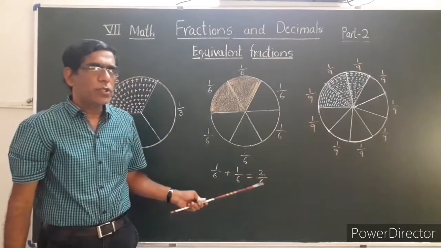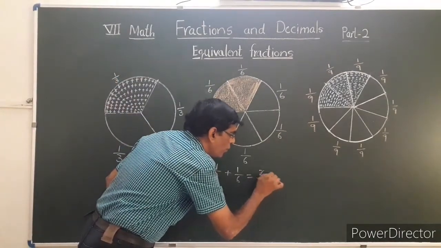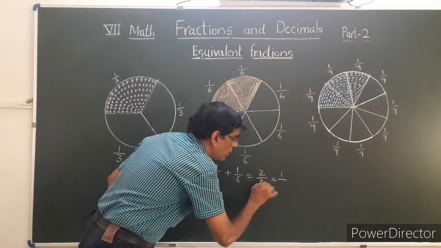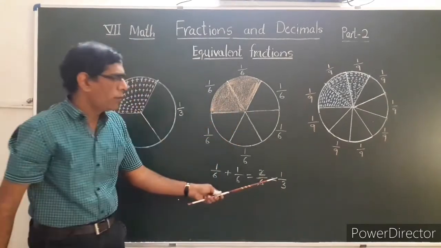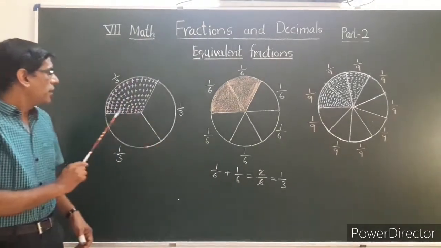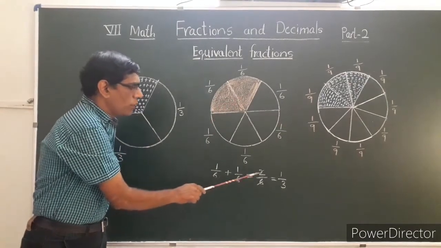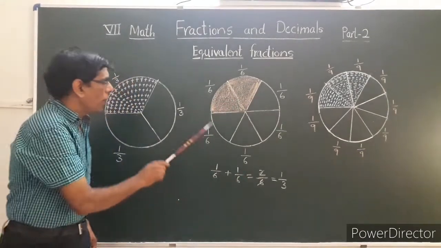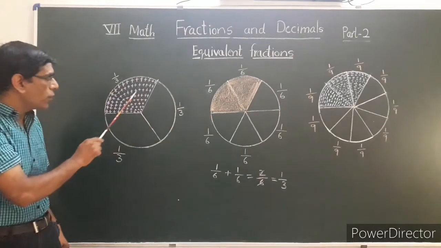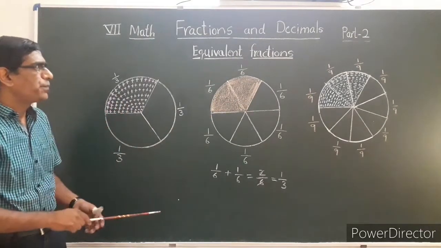This reduced to simplest form: 2 divided by 2, 2 divided by 2 gives 1, and 6 divided by 2 gives 3, so 1 by 3. 1 by 6 plus 1 by 6 is equal to 2 by 6. 2 by 6 is equal to 1 by 3.